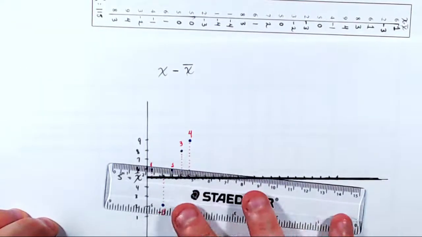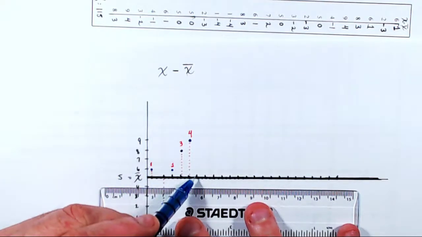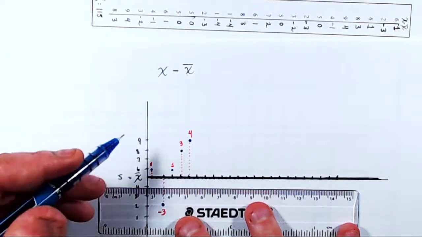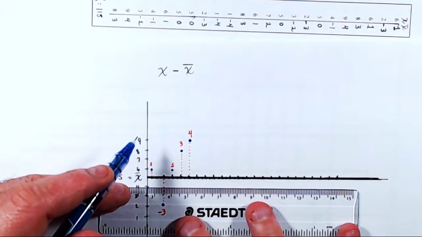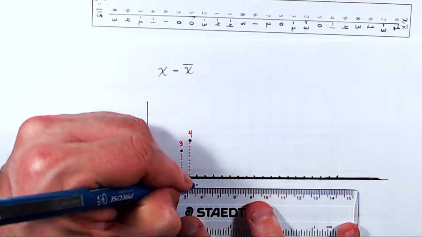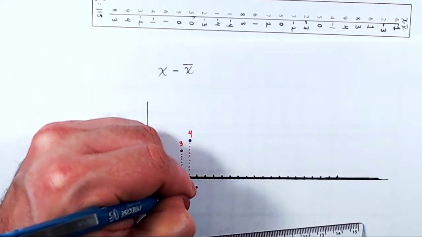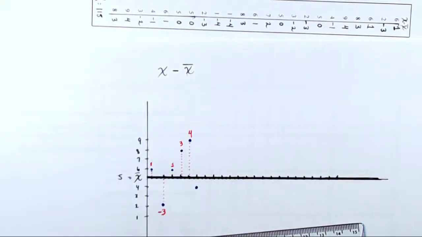So take your ruler if you have one, and you're going to be looking at this point here, the next poll result. Put it on 4, and put a little dot beneath the value right there. So there's your poll result 4.